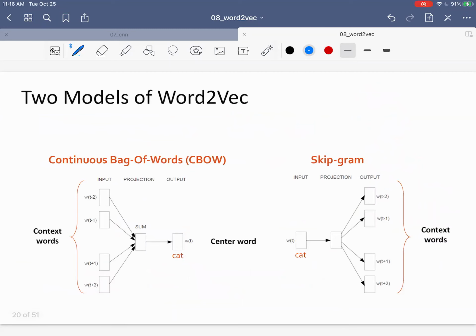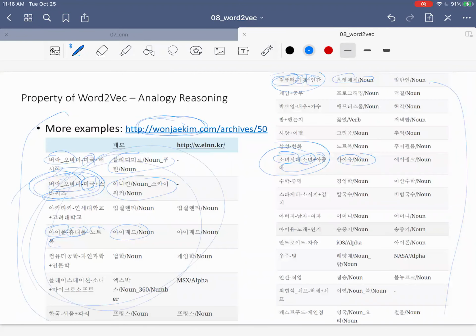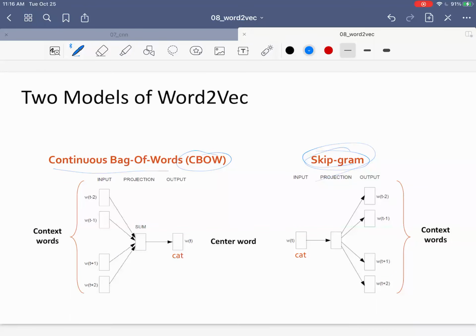There are two implementations of Word2Vec. Actually, Word2Vec has two forms. One is CBOW, which is continuous bag of words, and the other is skipgram. People use skipgram more often than CBOW because it shows better linear operations. This kind of operation is done more neatly using skipgram rather than CBOW.